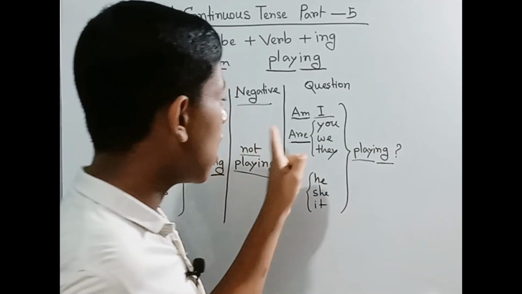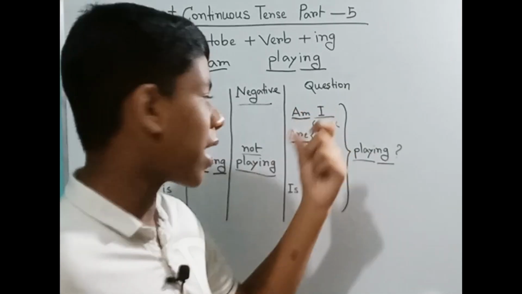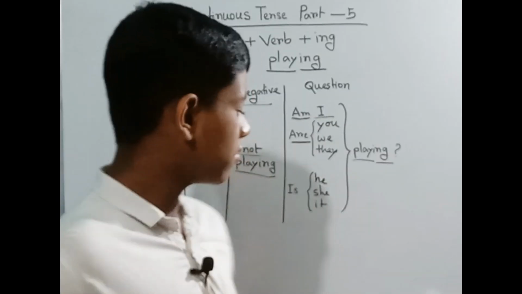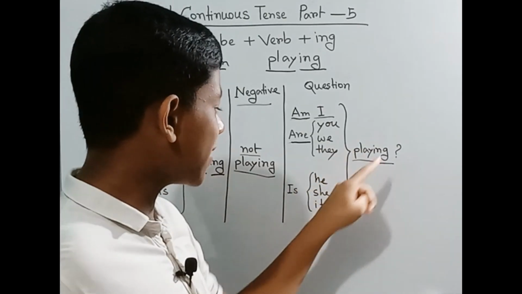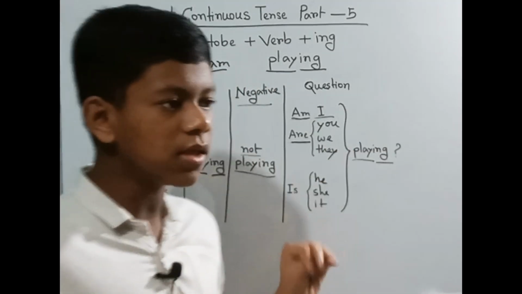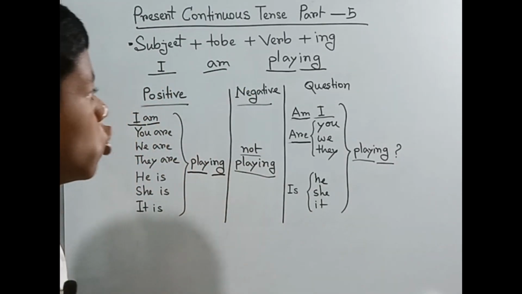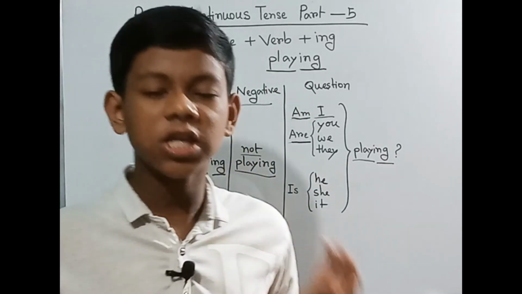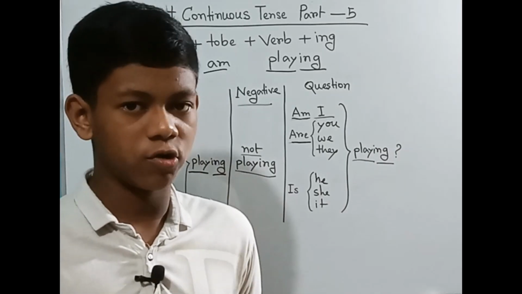Here we can say, are you playing? Same like am I, are we playing? Are they playing? The next is, is he playing? Is she playing? Is it playing? Okay, so in today's part, I have only used one verb, that is play. But you can use any kinds of verbs.